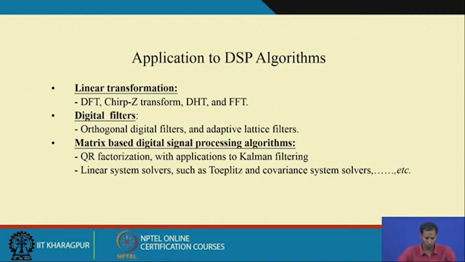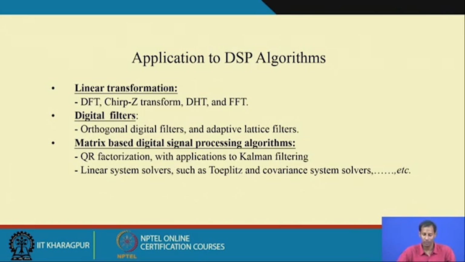It is used in linear transformations like the DFT, Z transform, DHT, and FFT. In these linear transforms, CORDIC is mostly used. Not only that, it is also used in digital filters like orthogonal digital filters and adaptive lattice filters. These are the filters available in multi-rate digital signal processing, or in digital signal processing generally.